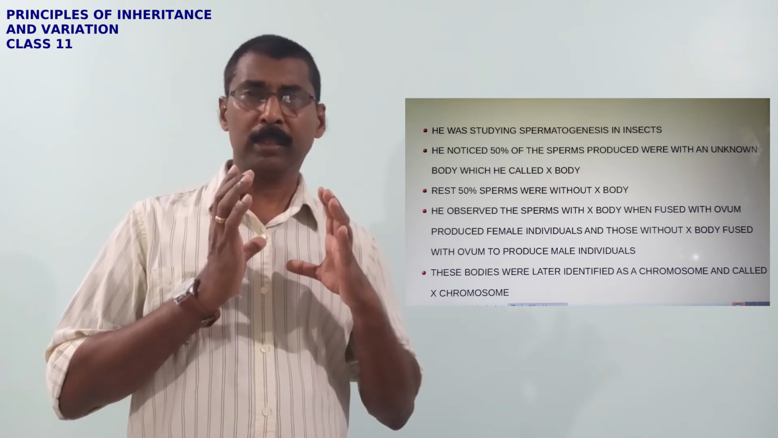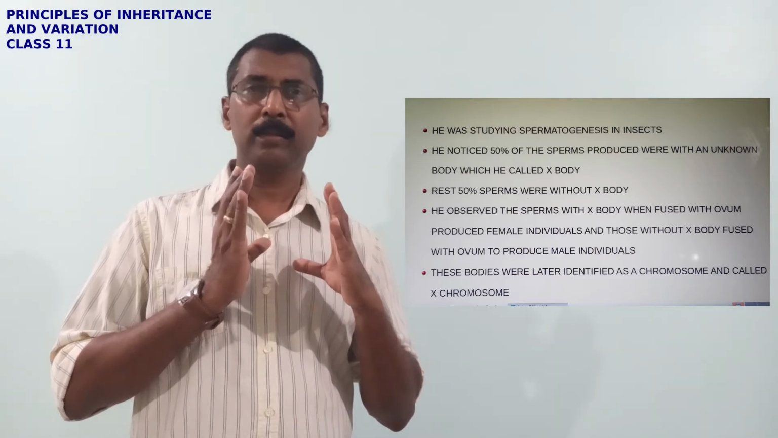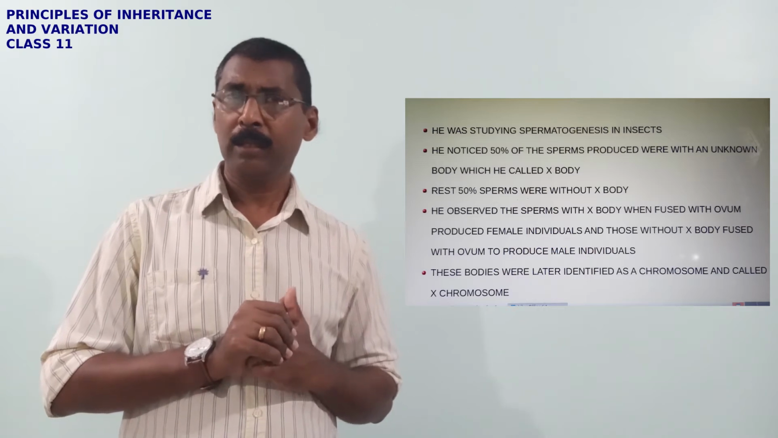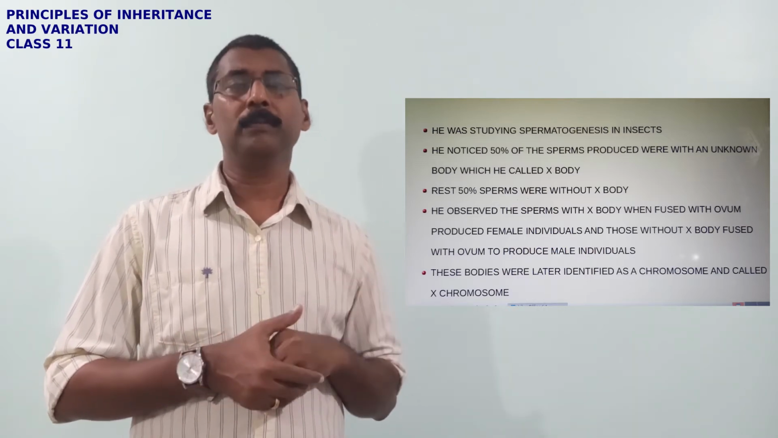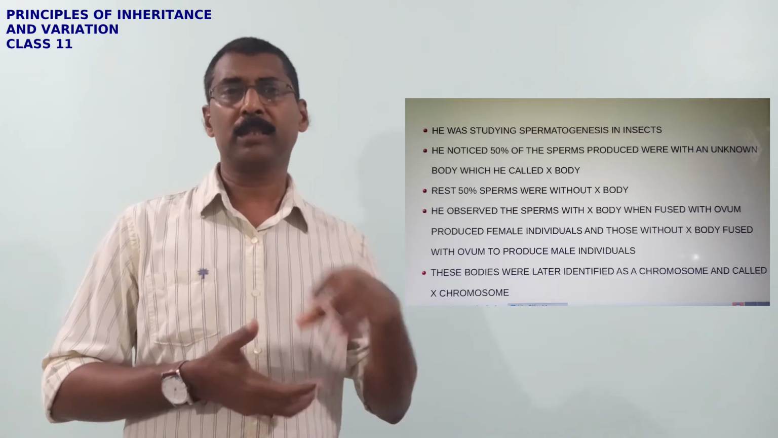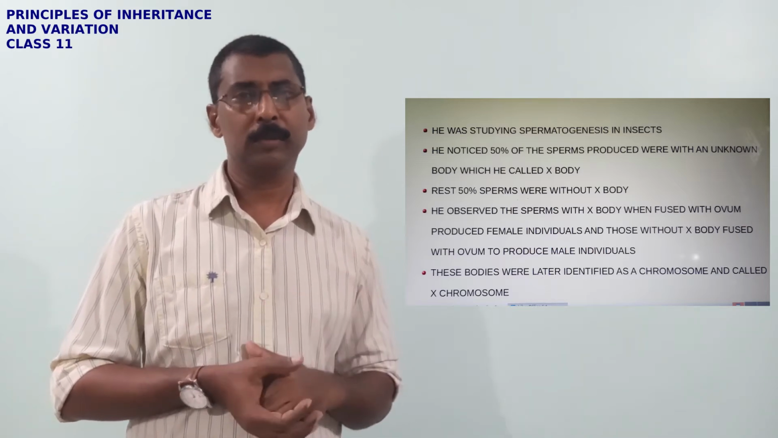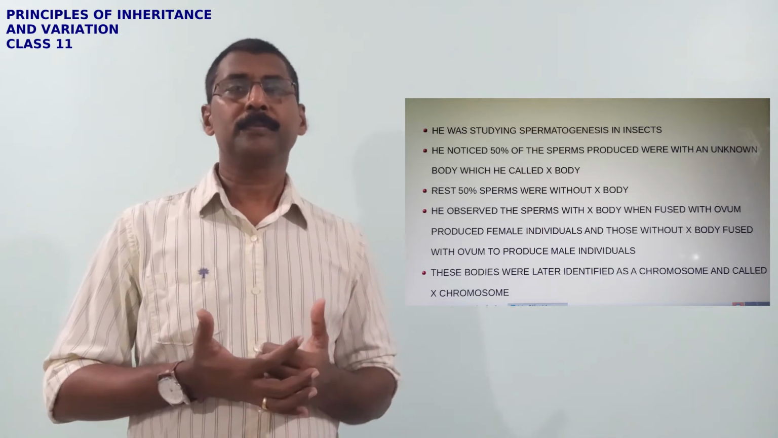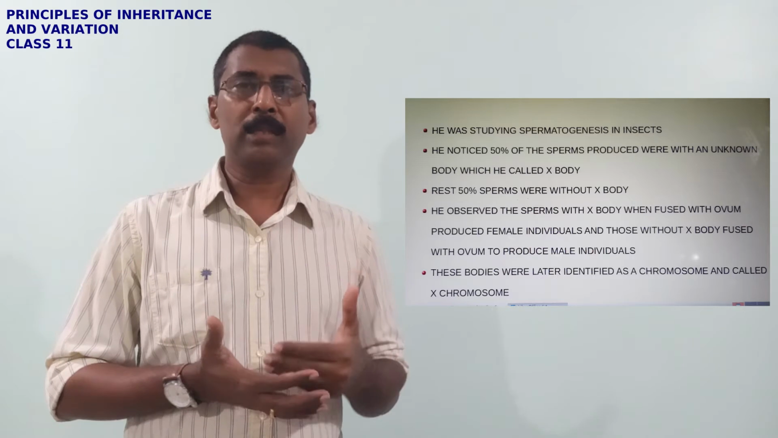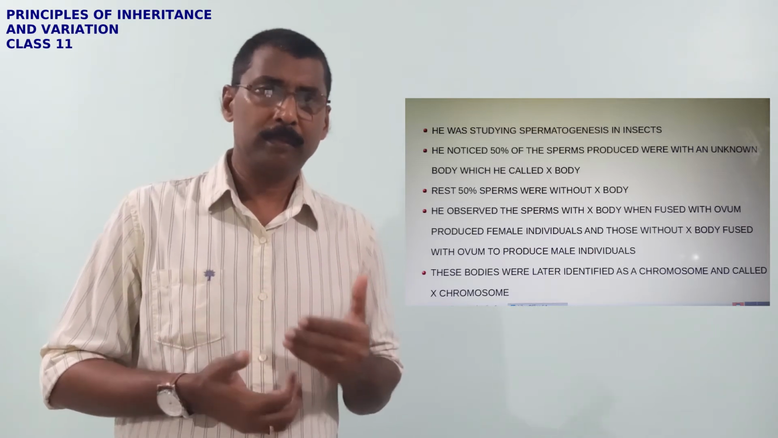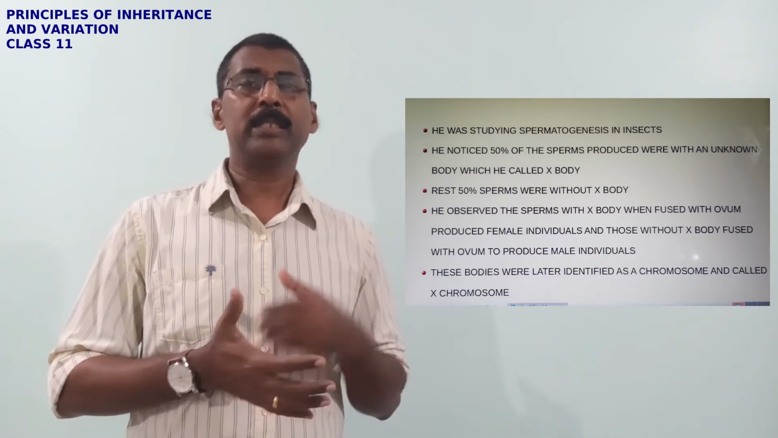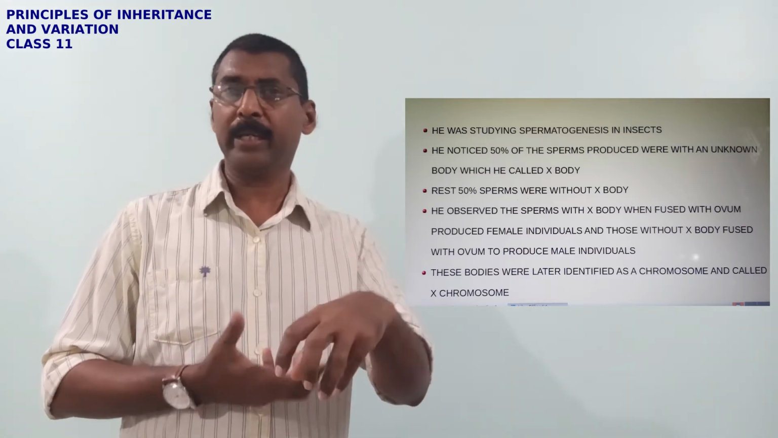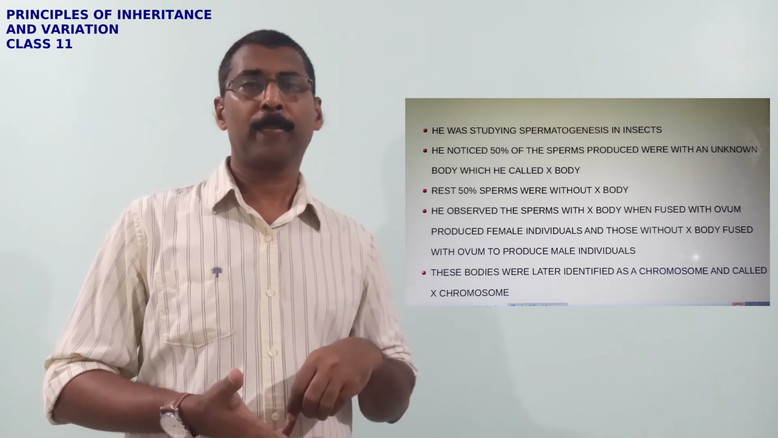So he had an idea that this X body, whatever it may be, has some relation, some connection with the sex of the individual. And later, the studies about the chromosomes progressed, and scientists could understand that what the X body called by Henking is actually a chromosome.